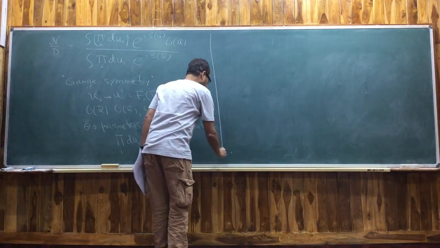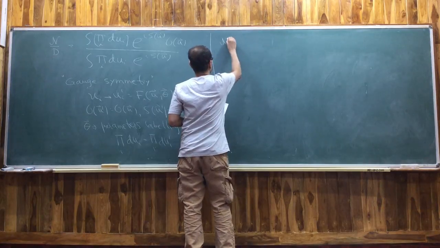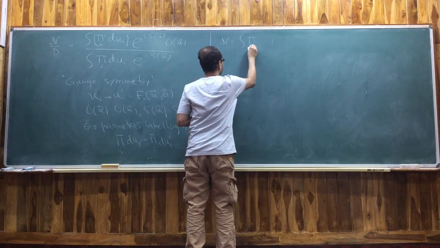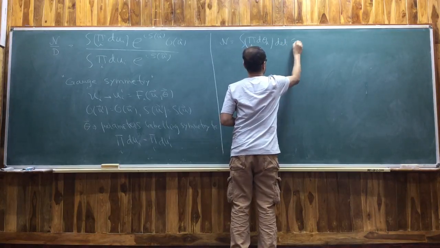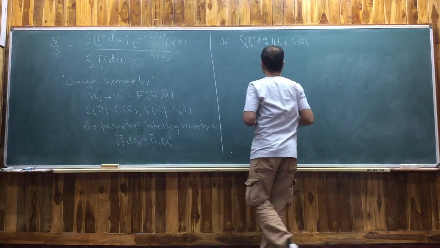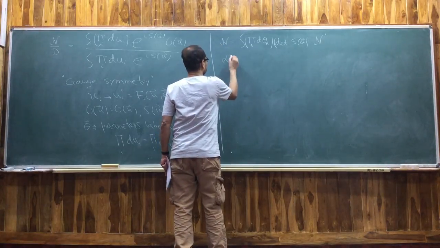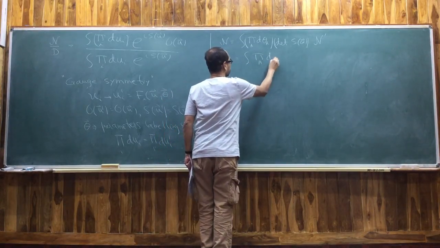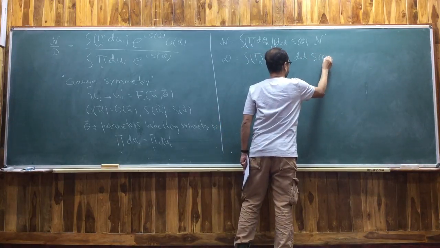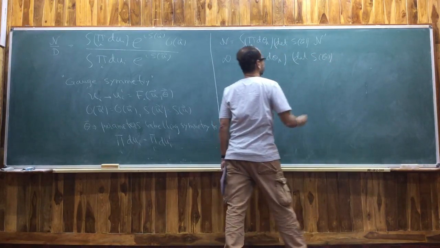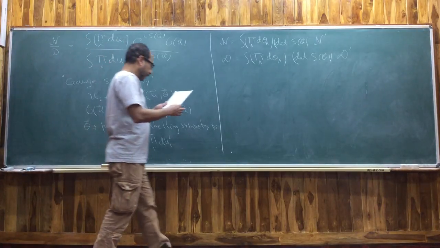From these assumptions, we showed that the numerator and denominator can be manipulated to be of the following form. So N can be written as integral product over a, d theta a, determinant of A sub theta. Okay, I will not write again the expression for S, it's some matrix. And then we wrote down the expressions for N prime and D prime.